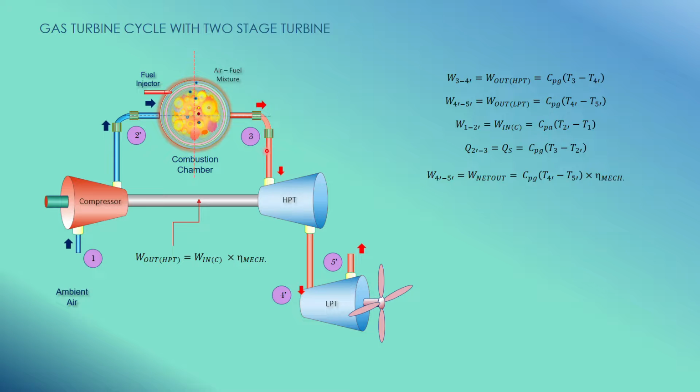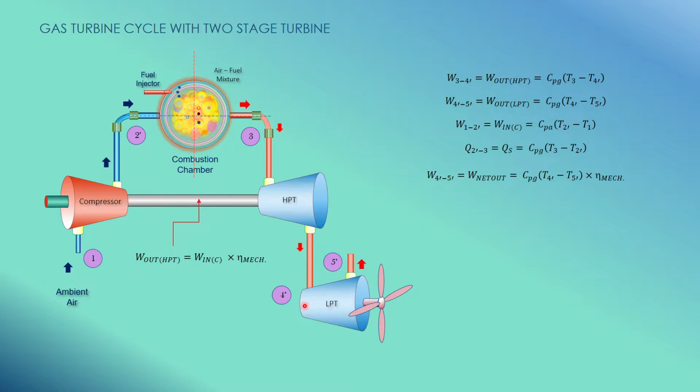Then it goes into the first turbine, that is the high pressure turbine. This high pressure turbine is to drive the compressor only. Based on this shaft, the work output of the high pressure turbine is equal to the work input of the compressor multiplied by the mechanical efficiency. Then it undergoes an isentropic expansion through the high pressure turbine and goes into the low pressure turbine at state point 4 prime. Then it comes out at 5 prime.